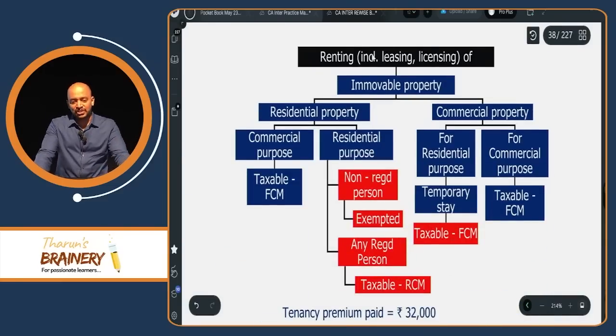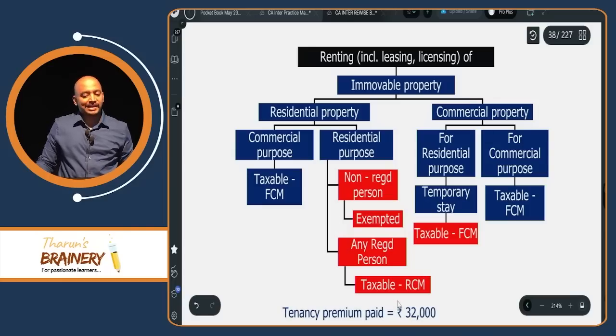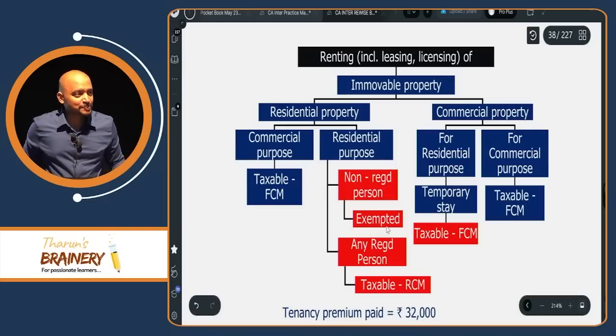Renting of residential property, commercial property. Commercial property is now always taxable under FCM. And residential property for commercial purpose is also taxable under FCM. Residential property for residential purpose to a registered person will be taxable under RCM, unregistered person will be exempted. Can you remember this?